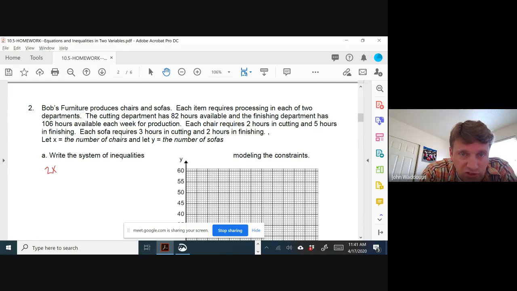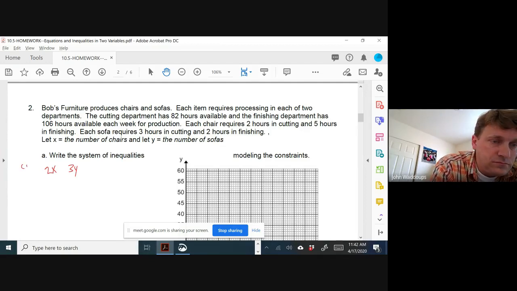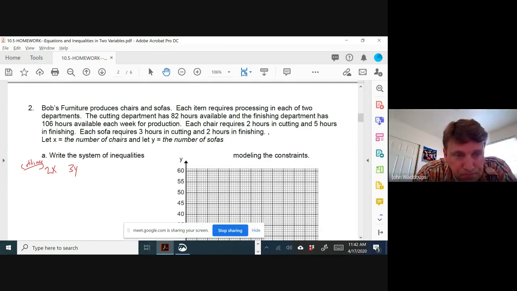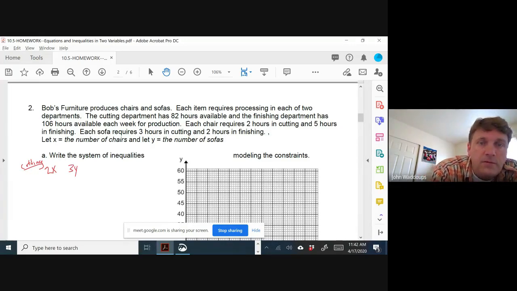The sofa requires 3 hours in cutting. So since y is the number of sofas, I've got 3y for cutting. 2x for the chairs, 3y for the sofa. And if I add those together, this is the total number of hours for both chairs and sofas spent in cutting.